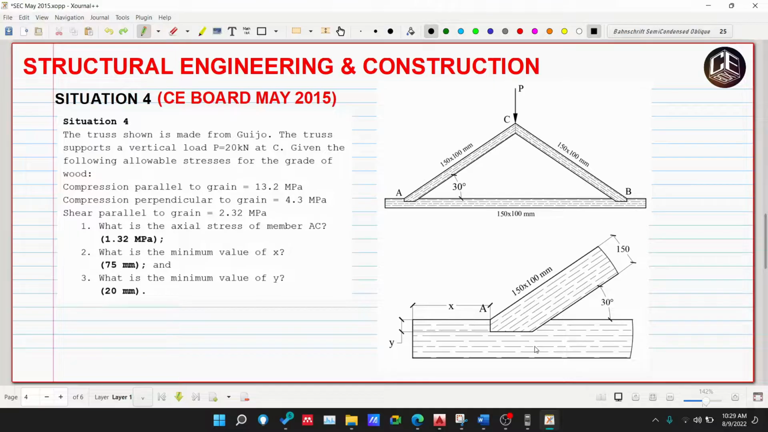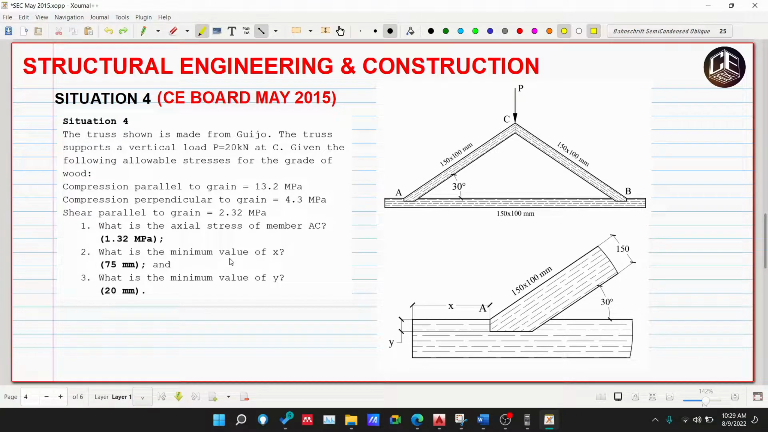So this is our situation number 4. The truss shown is made of Guijo. The truss supports a vertical load P equivalent to 20 kN at C. Given the following allowable stresses for the grade of wood: compression parallel to grain is 13.2 megapascal, compression perpendicular to grain is 4.3 megapascal, and shear parallel to grain is 2.32 megapascal. So number 1, what is the axial stress of member AC?